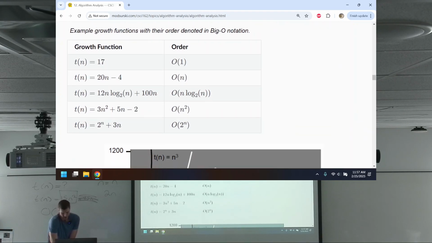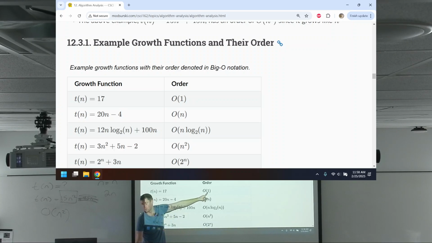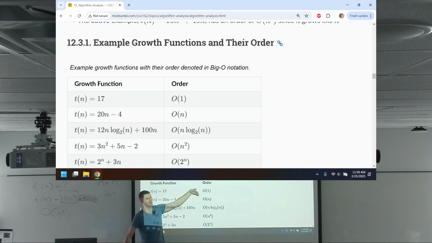Here, let's do some quick examples. If I had something where T of n is 17, no matter what the size of n is, my algorithm takes 17 steps. What I would say in this case is that it's O of 1. And you're going to say, well, no, it takes 17 steps. Yes, but this is how my work changes relative to n. If n is 1, it's 17 steps. If it's a billion, it's 17 steps. It's constant. The 1 means nothing.